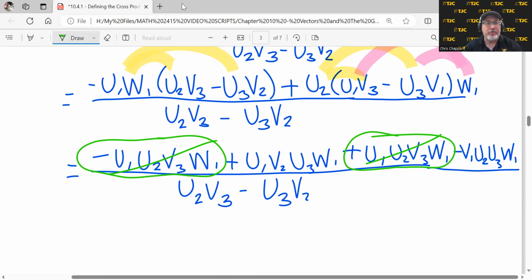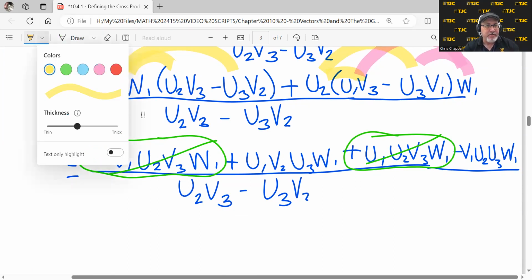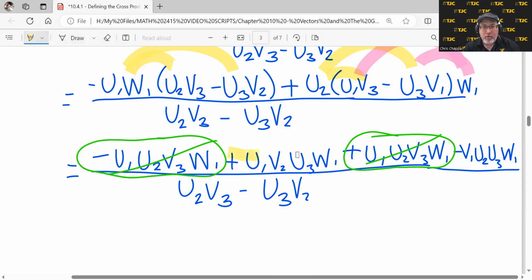Now let's scrutinize the remaining terms. Let's scrutinize the U1, V2, U3, W1, and the minus V1, U2, U3, W1. Now, what do they have in common? Well, they clearly have a W1 in common, but they also have a U3 in common. So I am going to factor out what they have in common.